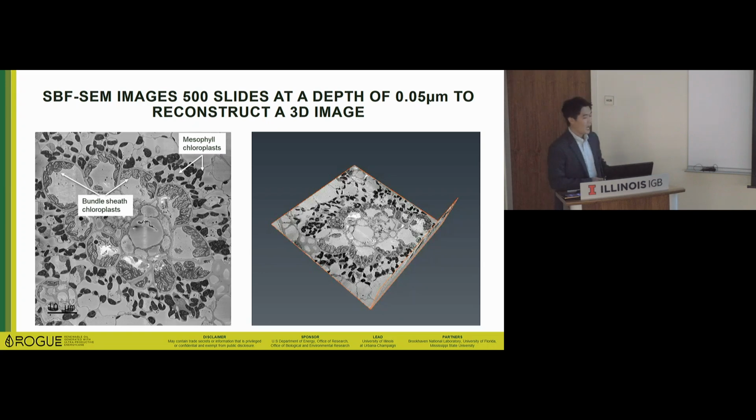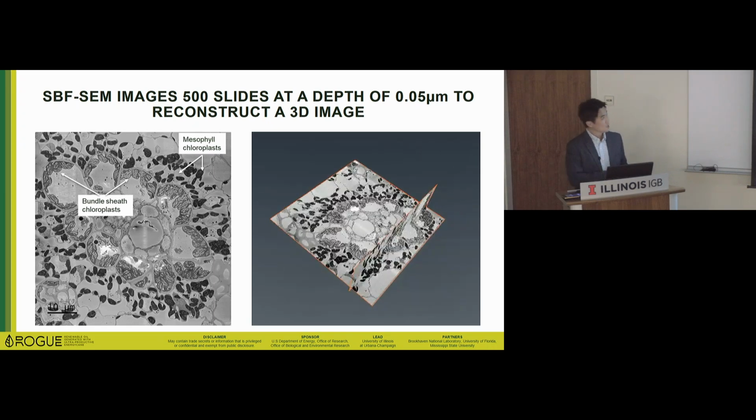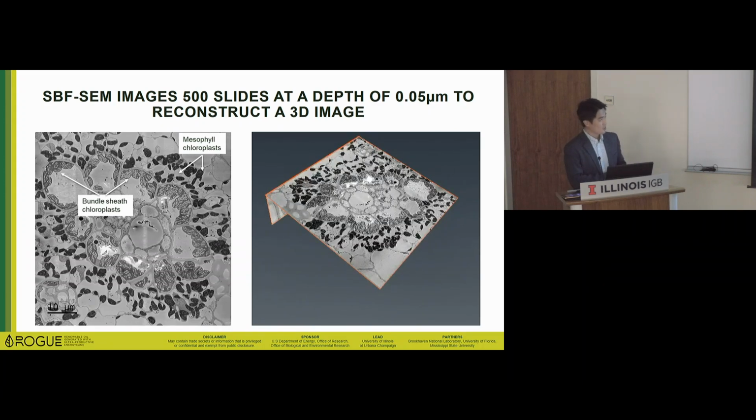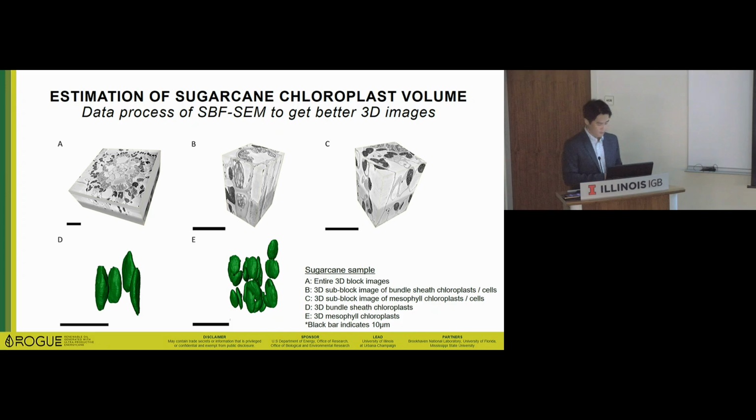Then how are we going to make a 3D block image? Let's look at a short video. This shows how I make one big 3D image from the individual 500 slices, the image block. I'm trying to condense them into one 3D block image. This is the image obtained from the SBF-SEM, from the entire raw data, and this is process one. Let's look at the details individually.